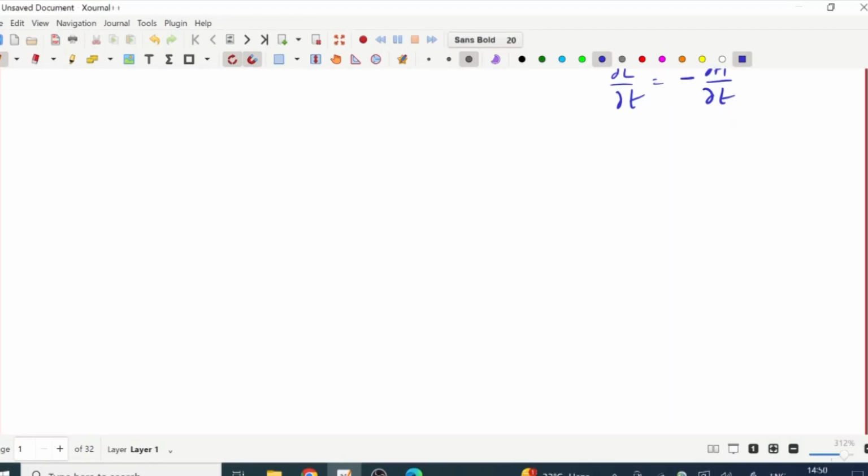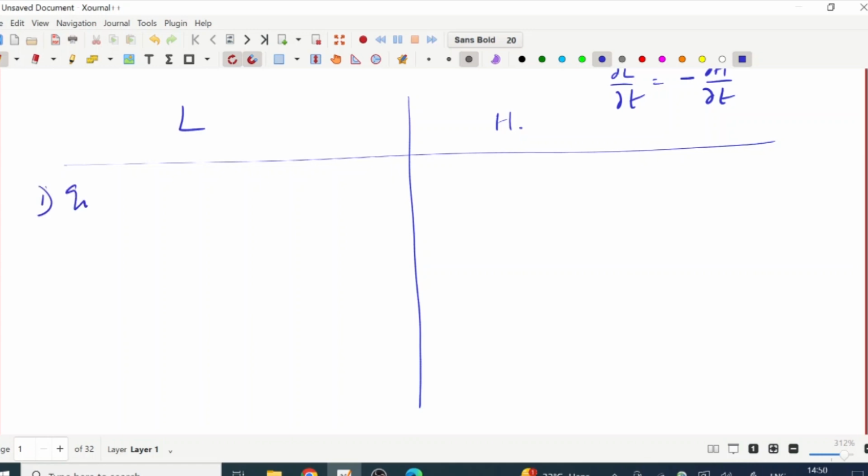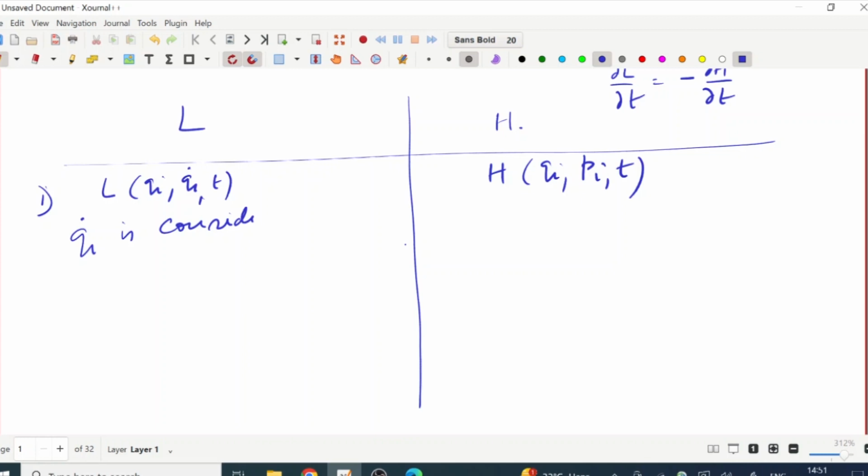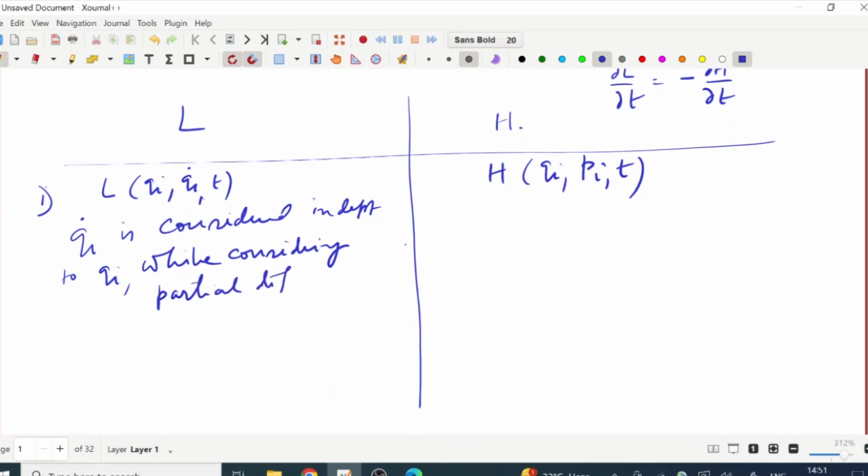Okay. So, this side I will write the Lagrangian formulation and this side I will write the Hamiltonian formulation. In the Lagrangian formulation, it is a function of qi dot and t. In the Hamiltonian formulation, it is a function of qi, pi and t. And qi dot is considered independent of qi while considering partial differentiation.